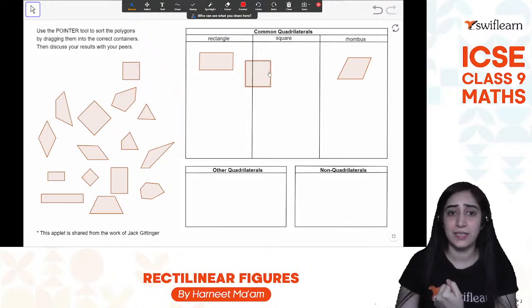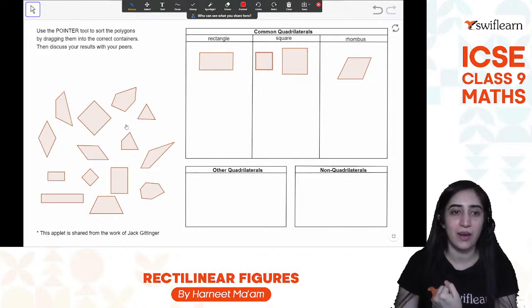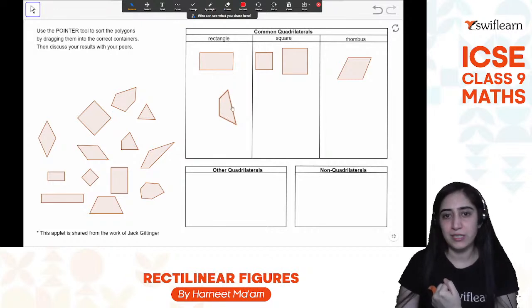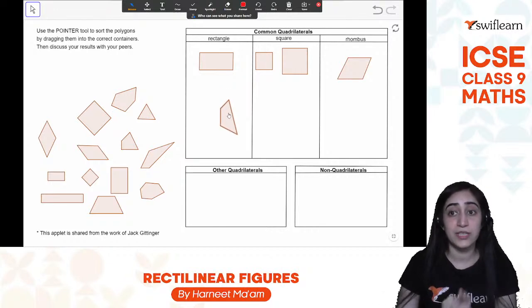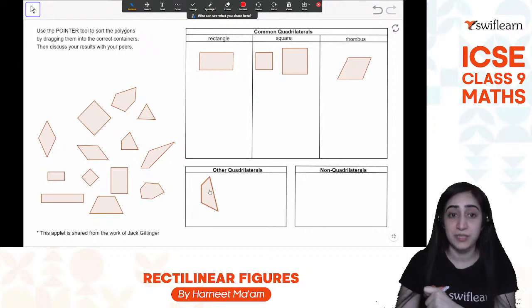How about this? It's a square. This one, everybody, what is it? It's a square. Very good. How about this one? What do you think it will be? See, one of the sides is parallel, the other one is not. So it's not a rhombus, it's a trapezium.